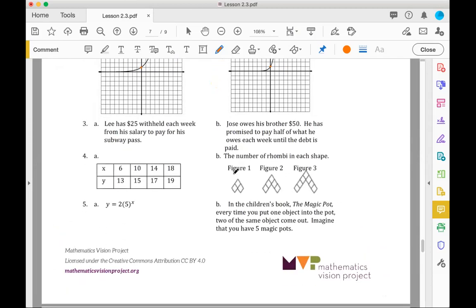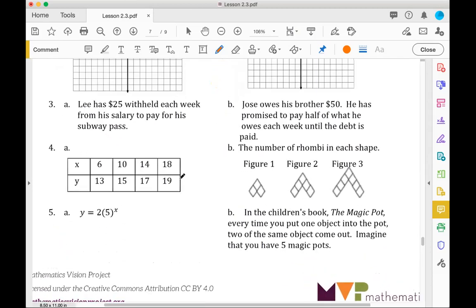We got some word problems here. I'll guide you through some of these. We have Lee with $25 withheld each week from his salary to pay for his subway pass. Okay, so we're holding on to $25. Jose owes his brother $50. He has promised to pay half of what the debt owes each week until the debt is paid. Okay, interesting. So this is taking $25 every week. So every week we're just taking 25.